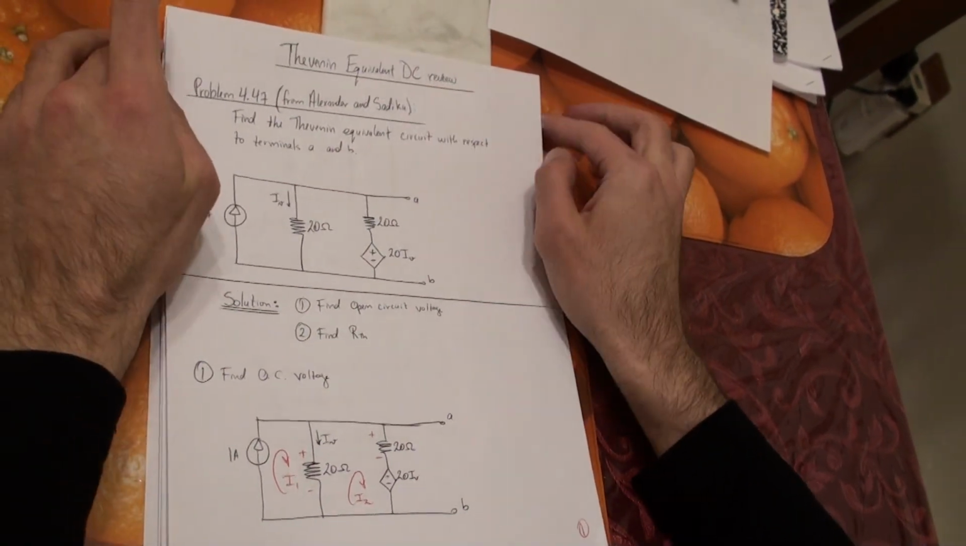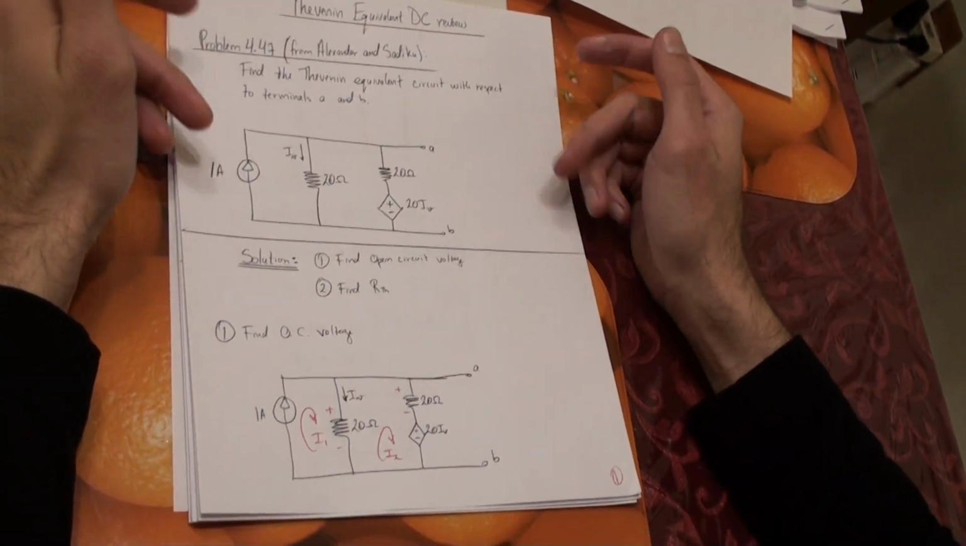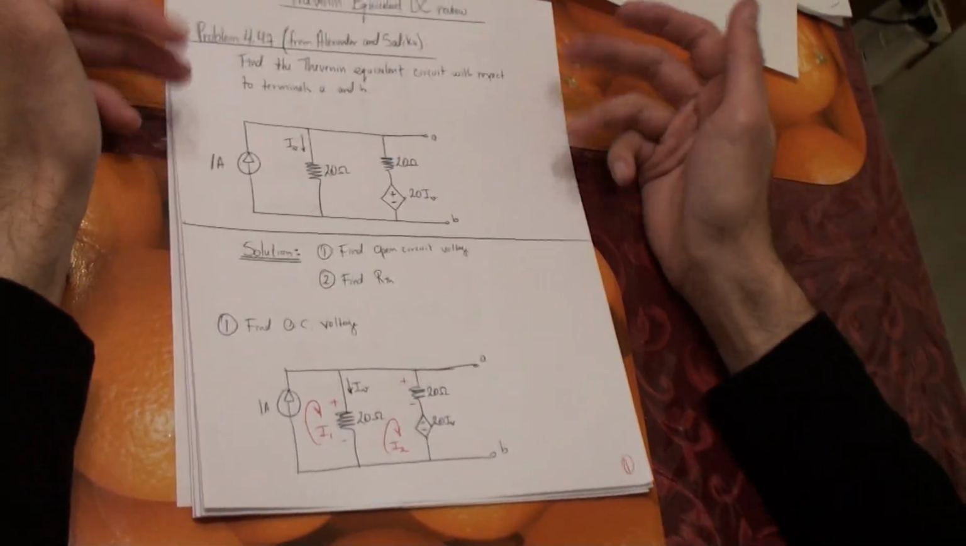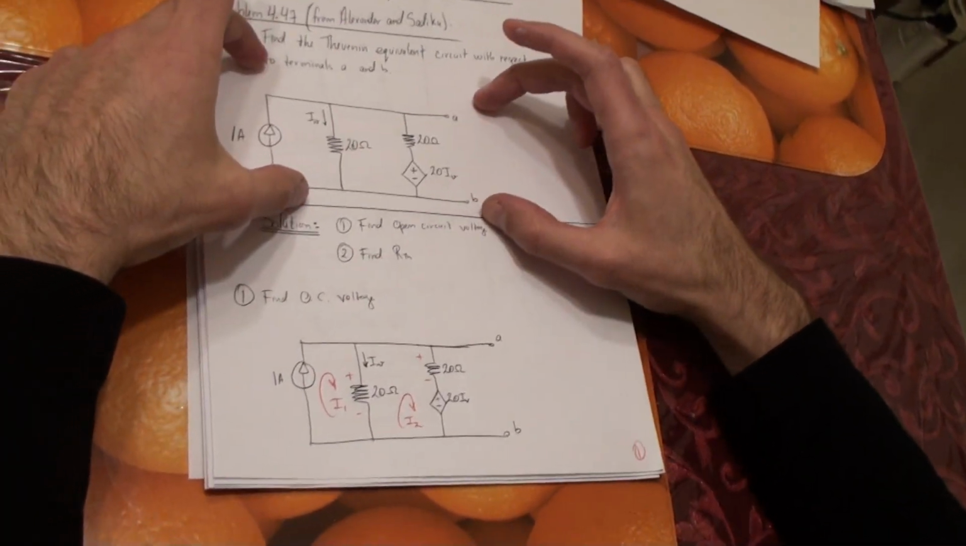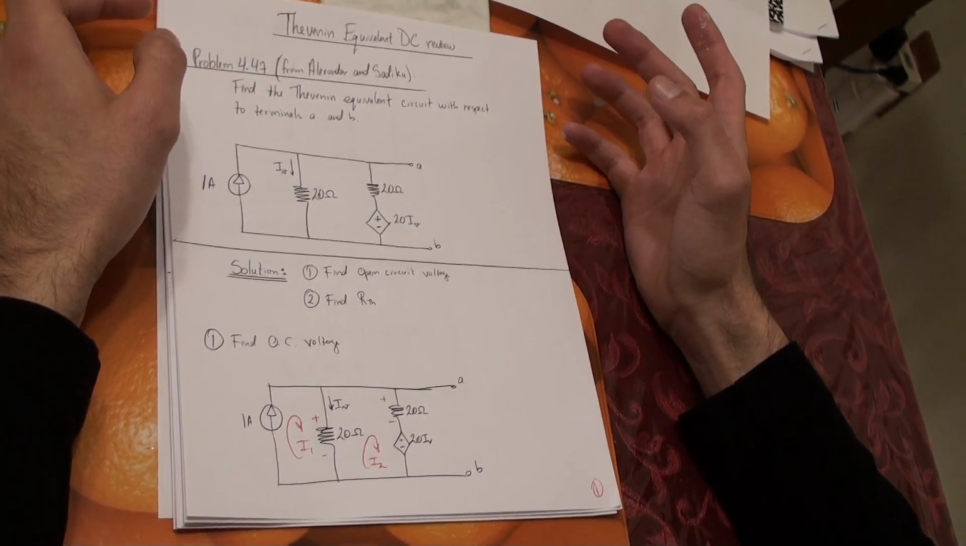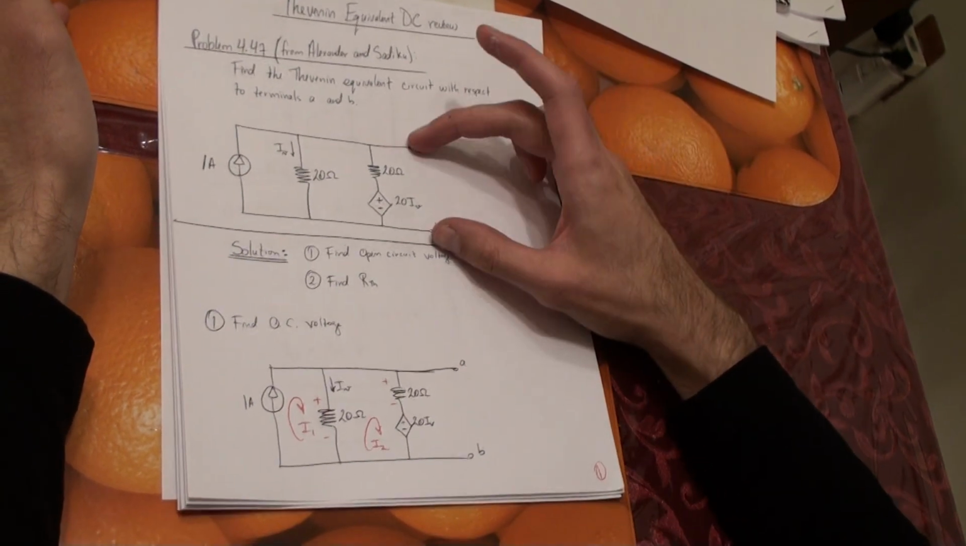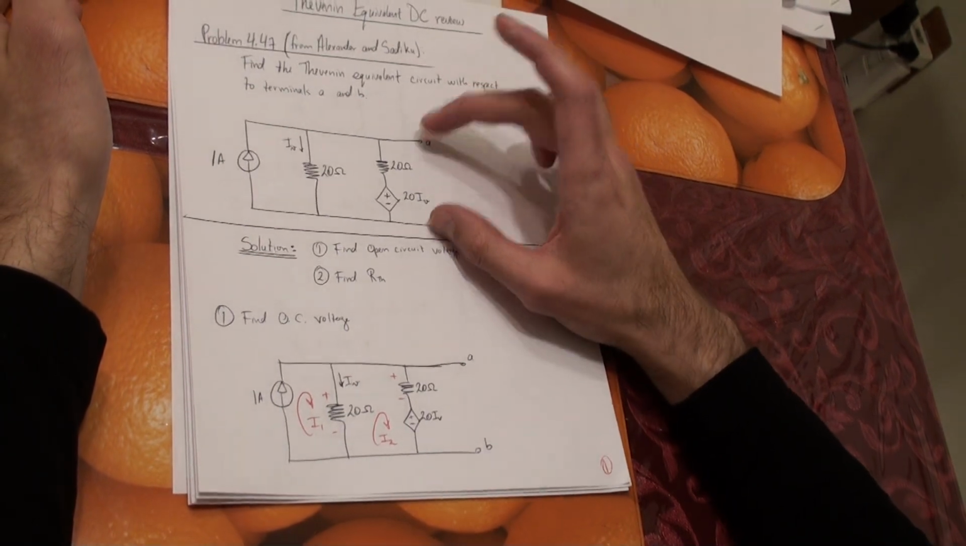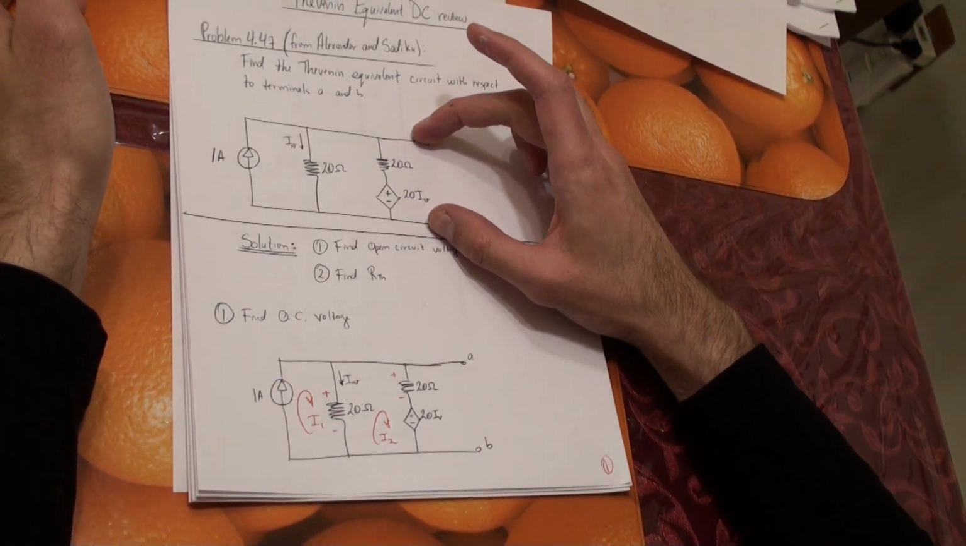For DC, this is review, and I review it basically by going over a practice problem. This is a practice problem again from Alexander and Sadiku. We want the Thevenin equivalent at terminals A and B. First you want to find the open circuit voltage, which we do here.